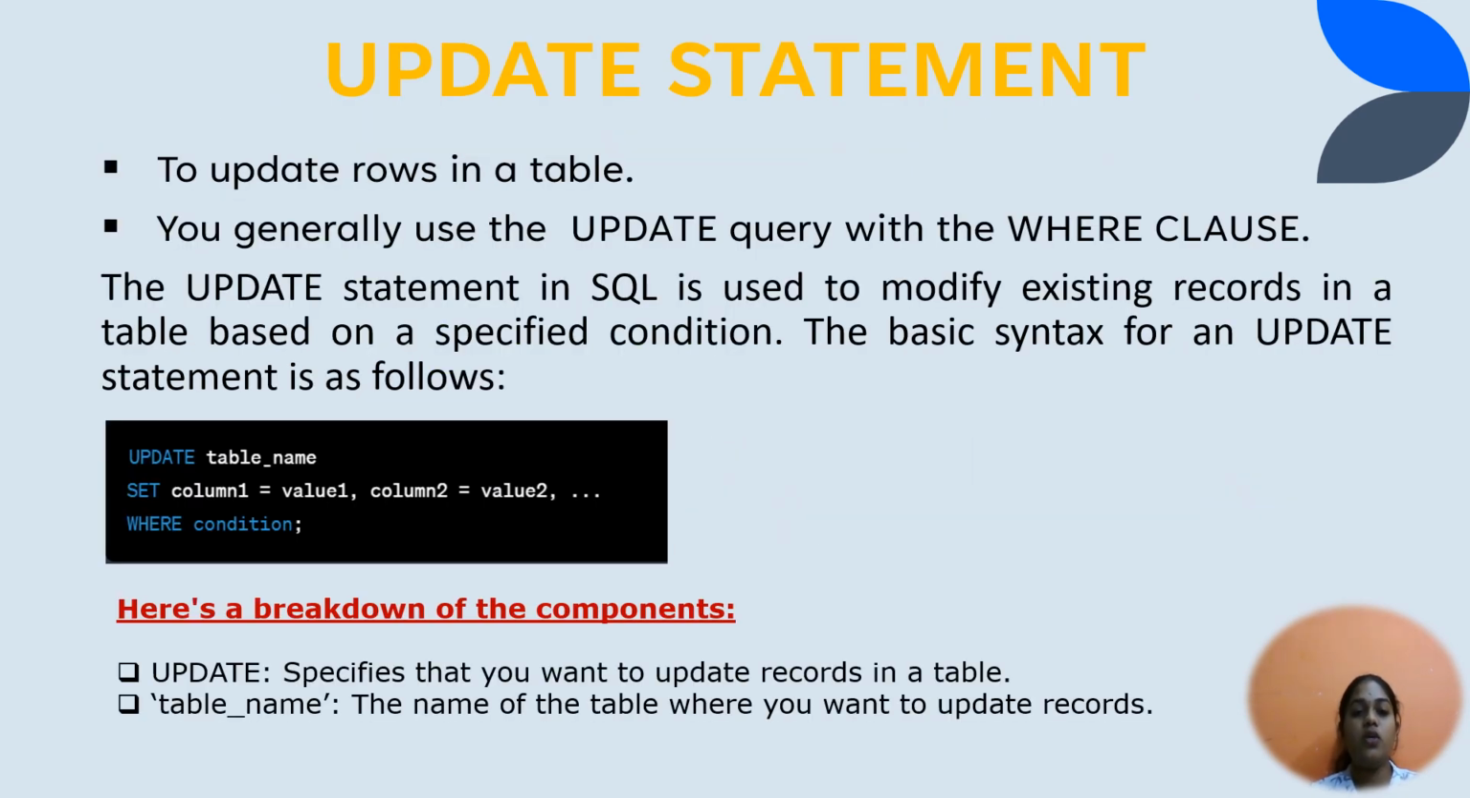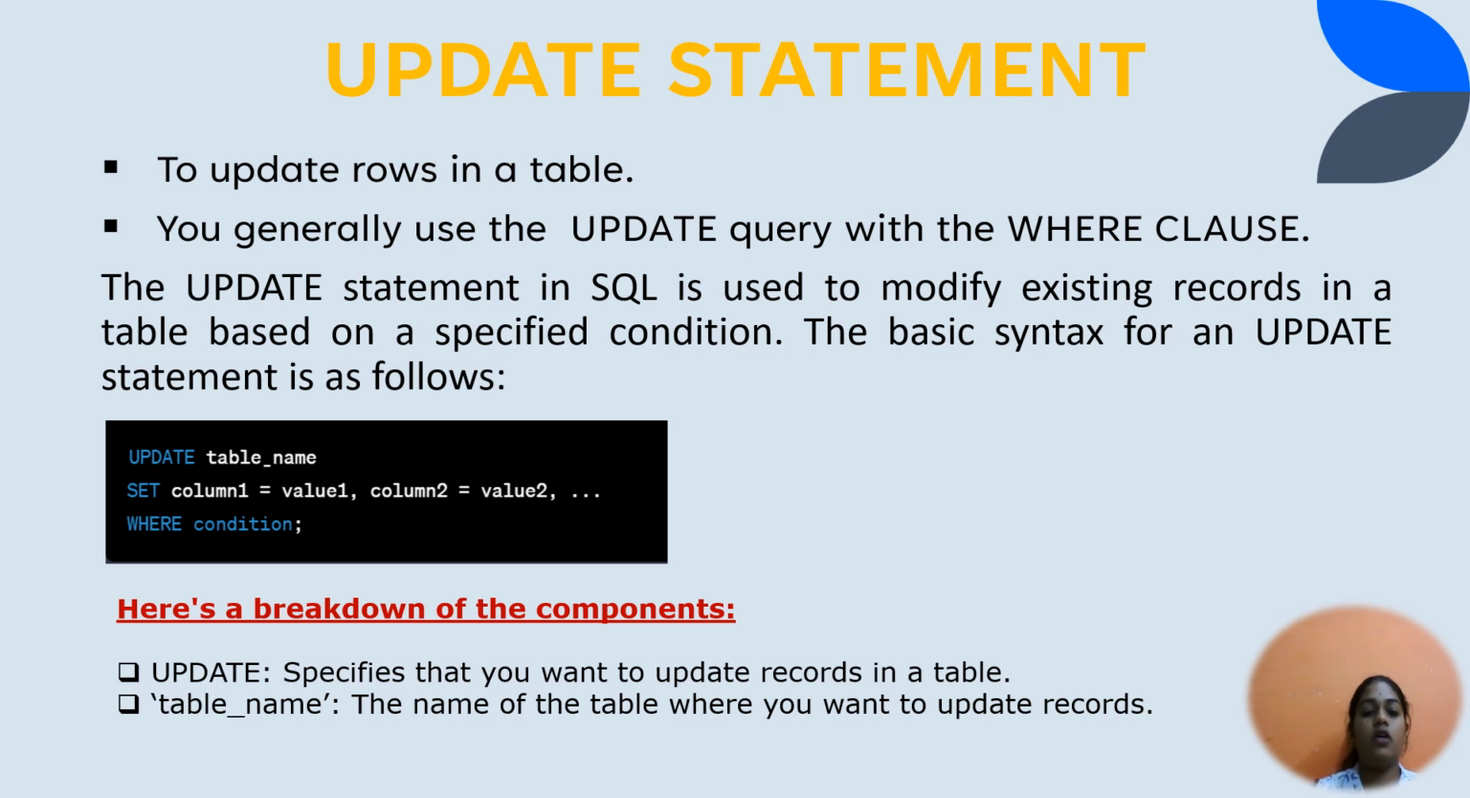Update statements. To update the rows in a table, you generally use the UPDATE query with the where clause. The update statement in SQL is used to modify the existing records in a table based on a specified condition. The basic syntax for the update statement is as follows: UPDATE table_name SET column1 = value1, column2 = value2 WHERE condition; with a semicolon.